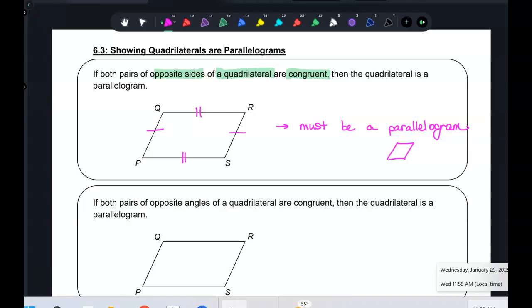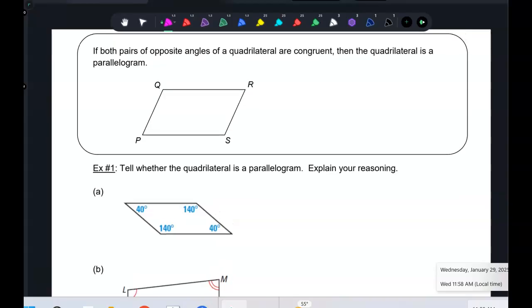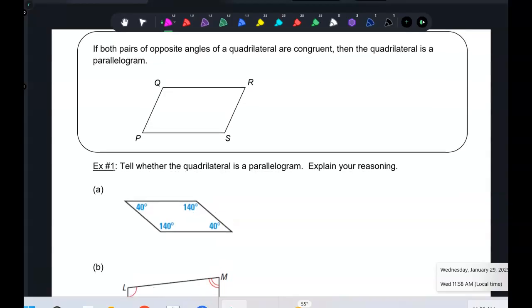Now, if it's a parallelogram, what's the first part of the word? Parallel. So that automatically tells us, without labeling this, QR has to be parallel to PS, and QP has to be parallel to RS. Good? Do you remember we talked about the converse of a theorem, when we switch it around? That's basically what we're doing today. So if you have opposite angles are congruent, then you have a parallelogram.